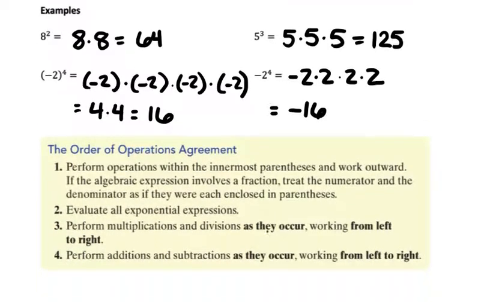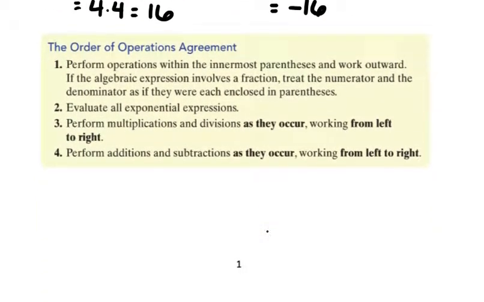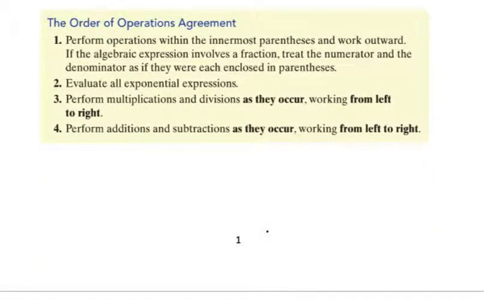The next thing that we're going to talk about is order of operations. When we do order of operations, we start within the parentheses that are the most inside and work outwards. If there's a fraction, we do the numerator and denominator as if they were each enclosed in parentheses. So you would simplify the numerator first, then simplify the denominator, and then simplify the whole thing. We do exponents second, and then perform multiplications and divisions as they occur working from left to right.